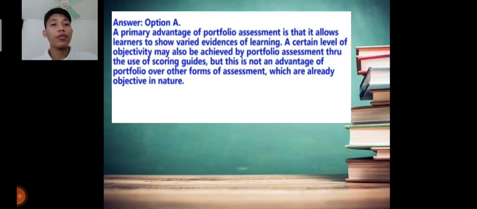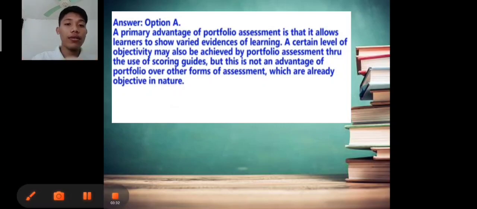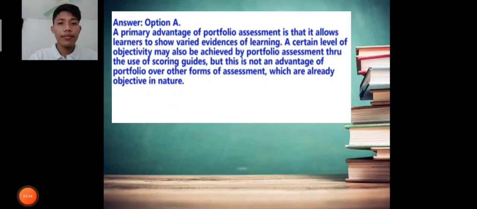Why? So atong explain. A primary advantage of portfolio assessment is that it allows learners to show varied evidences of learning. A certain level of objectivity may also be achieved by portfolio assessment through the use of scoring guides. But this is not an advantage of portfolio over other forms of assessment which are already objective in nature. So let's proceed.